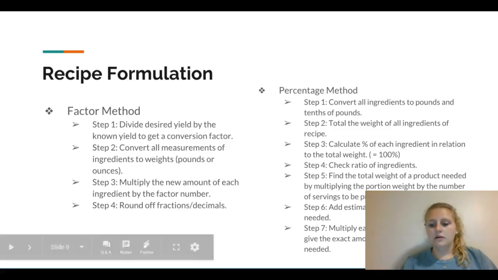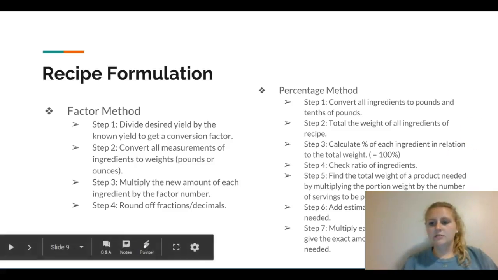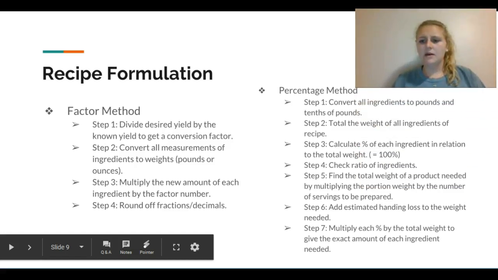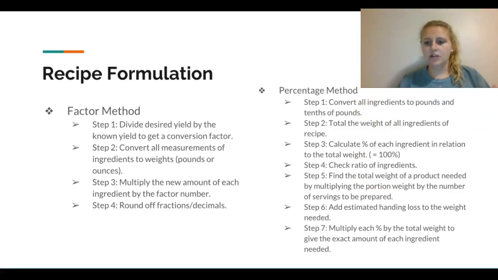Okay, so let me move this. The percentage method consists of 8 steps. The first one, like the other method, is to convert all ingredients to pounds and tenths of pounds, so you want to keep it very consistent. The second step is to total the weight of all ingredients. After converting, you make a total, so it'll be so-and-so pounds.